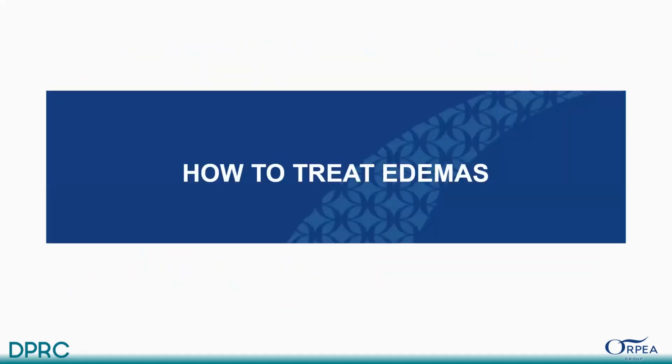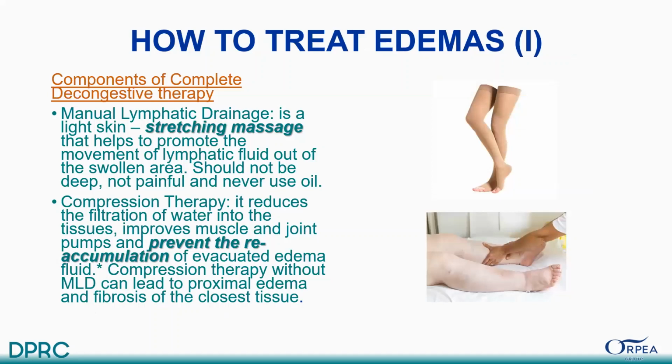How to treat edemas? The main way to treat the edemas is through complete decongestive therapy, which has 4 components. The first one will be manual lymphatic drainage. It's a light skin stretching massage that helps to promote the movement of lymphatic fluid out of the swelling area. It should not be deep, not painful, and never use oil.